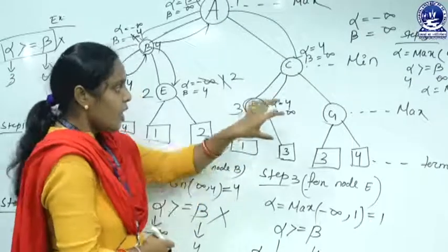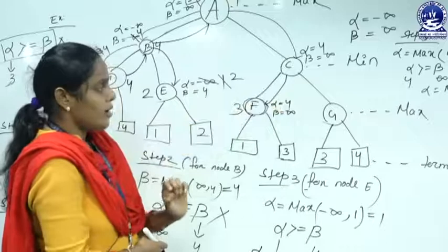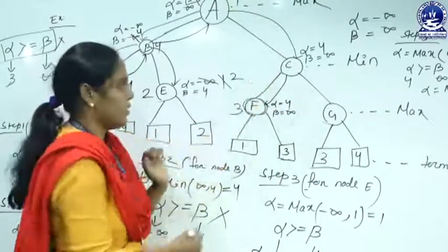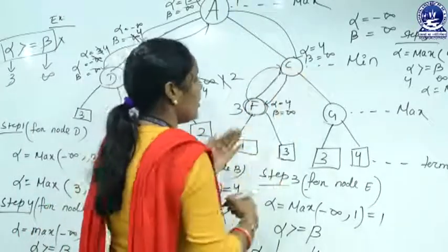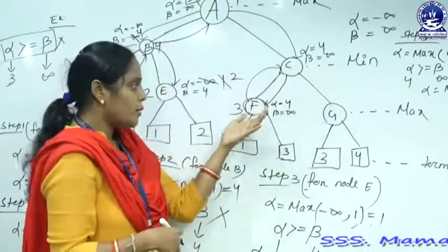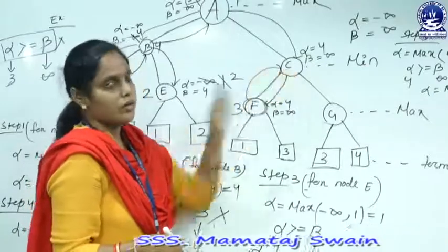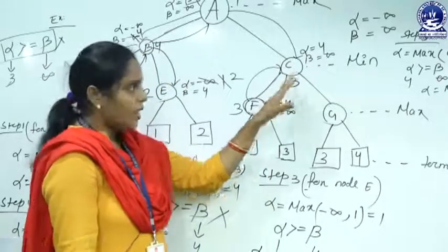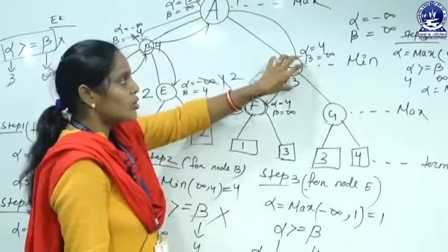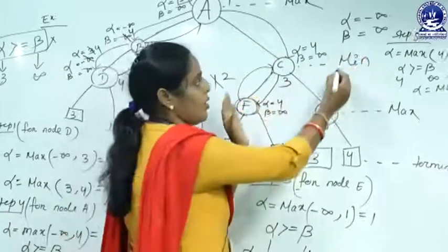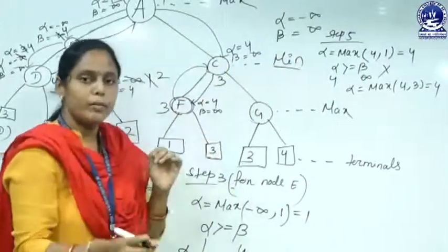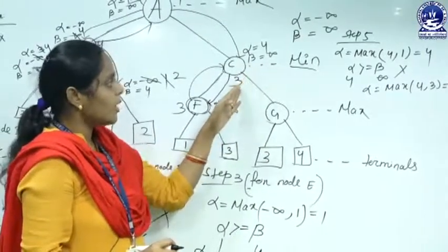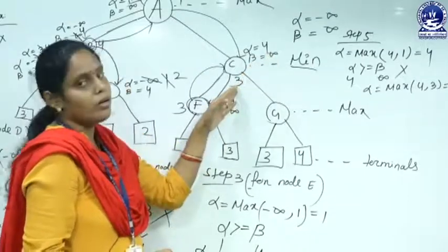Now after updating the node value, then backtracking. That means from node F we move to node C. When we backtrack, we pass the node value. That means this 3 value is passed to this. Here the node C value is 3. Now look at the node C. This node C is the minimizer term. That means at this point we update the beta value. For updating the beta value, you check the initial value of beta with the node value.